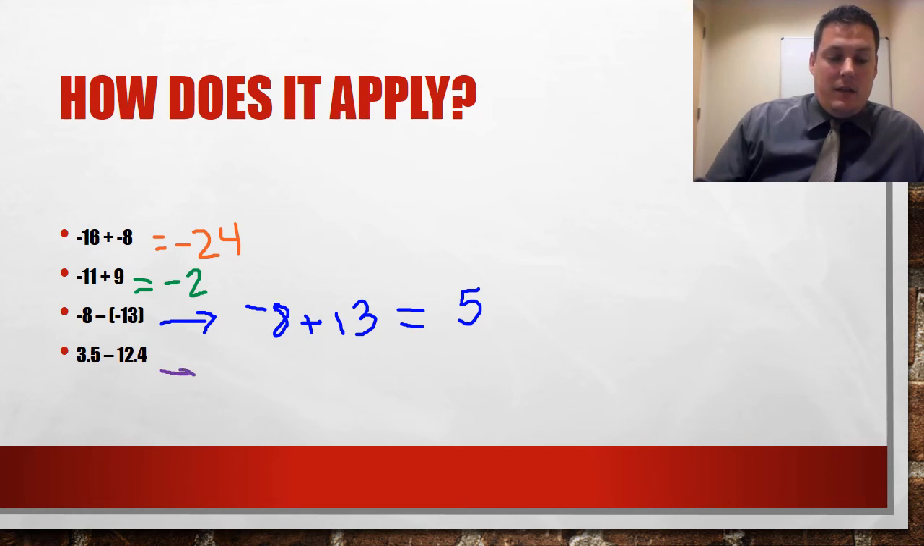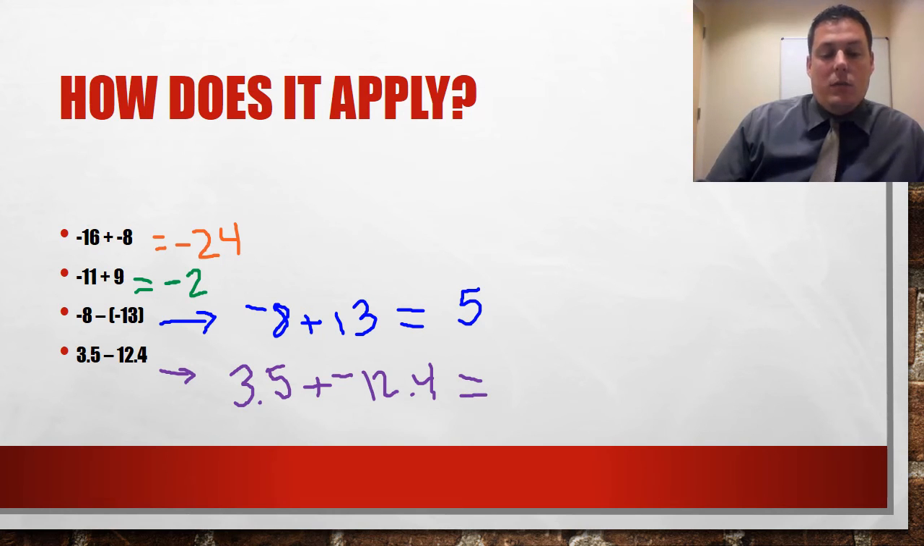Again, we have a subtraction down here, so we're going to keep change, change. 3.5, change the operation, plus, change the sign, negative 12.4. So signs are different. We're going to subtract. 12.4 minus 3.5 should give us 8.9. But we're going to keep the negative sign because 12.4 is the larger number.